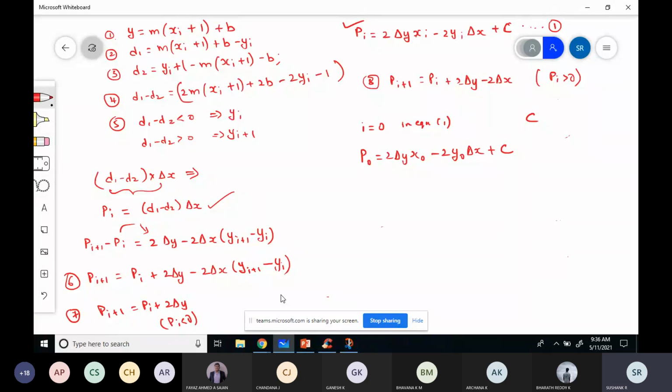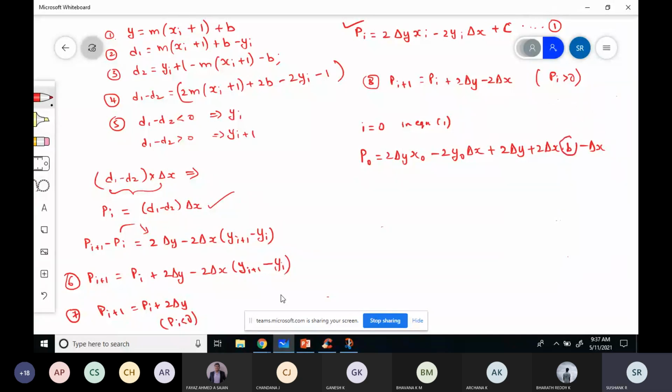I'll just write it. The value of c was around 2 times delta y. I would have written it somewhere in my notes. c is equal to 2 times delta y plus 2 times delta x into b minus delta x. This was my c value, this was my constant value. So I'll just replace this with 2 times delta y plus 2 times delta x into b minus delta x. So again, here also further simplification.